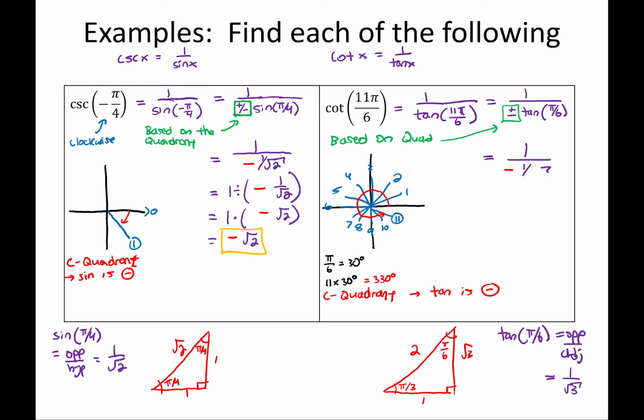We have another division by a fraction. So 1 divided by negative 1 over root 3. Dividing by a fraction is again the same thing as multiplying by the reciprocal. So just negative root 3.